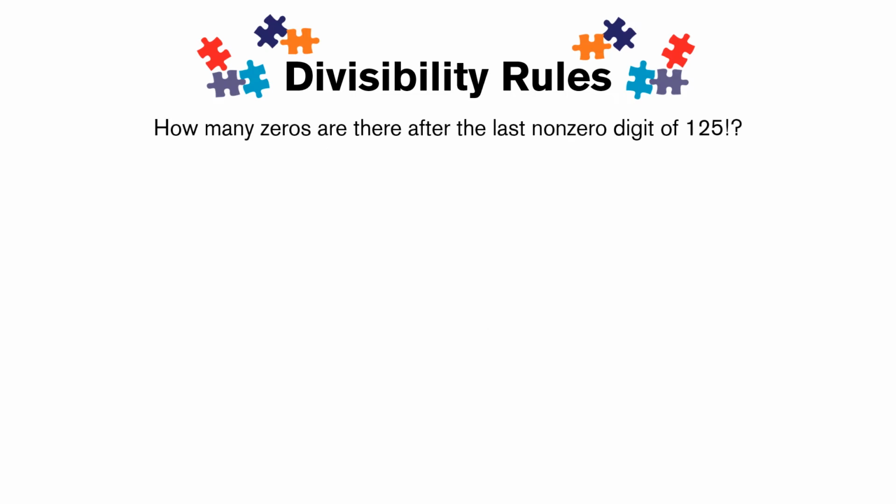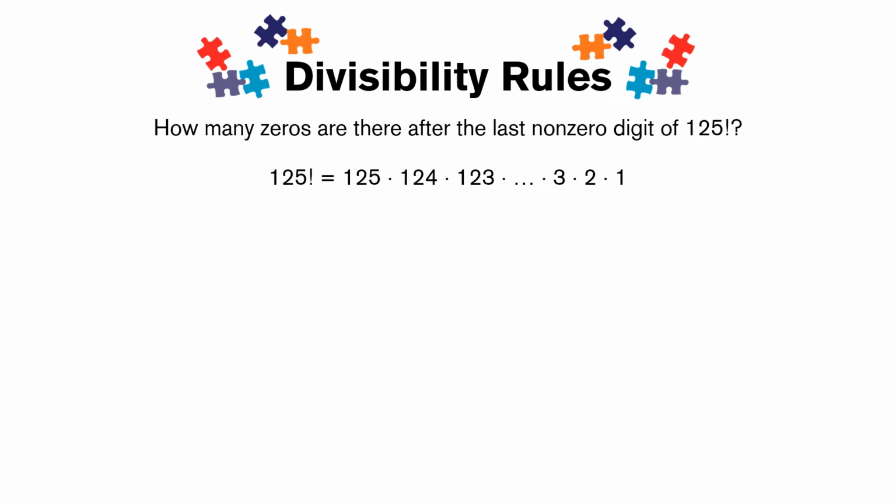Our next problem reads, how many zeros are there after the last non-zero digit of 125 factorial? So what 125 factorial means, if you're not familiar with factorials, that little exclamation point is not a typo. It basically just means you start with 125 and then you multiply every integer 1 less than that until you get down to 1. So 125 times 124 times 123 and so on until we multiply through by 1. And our question's asking how many zeros are there after the last non-zero digit of this product.